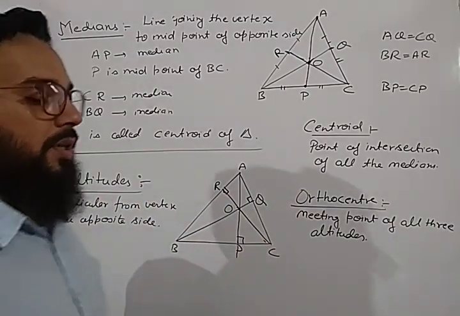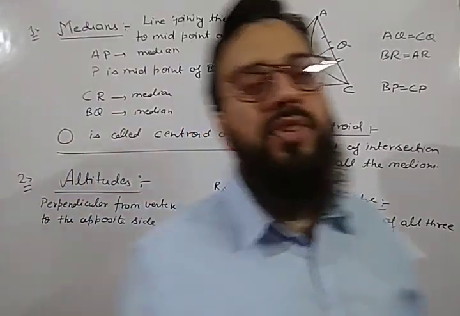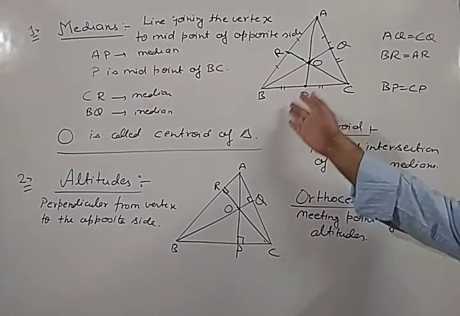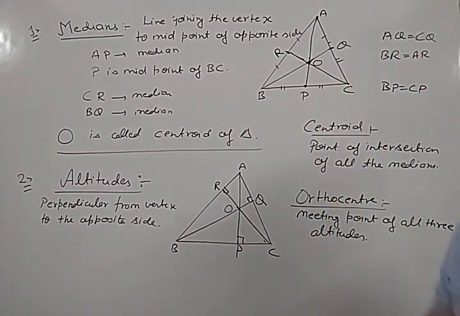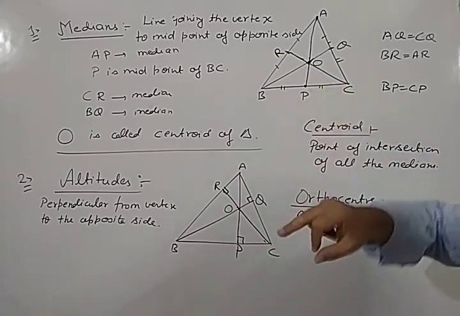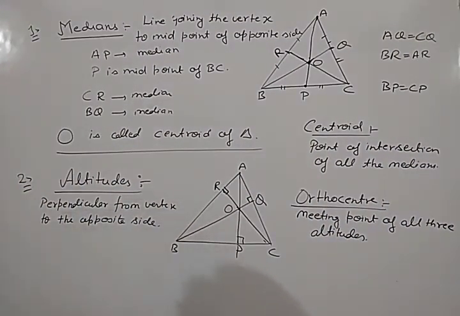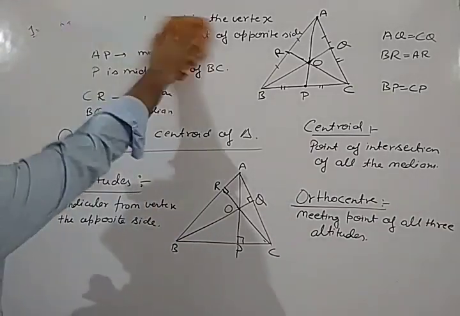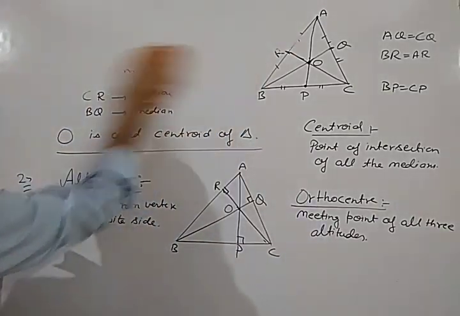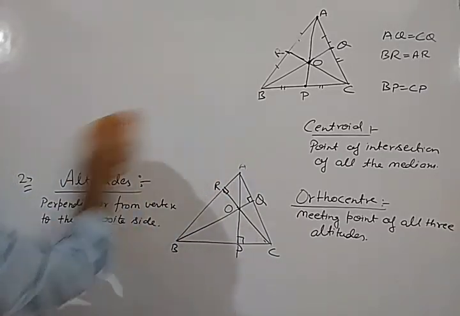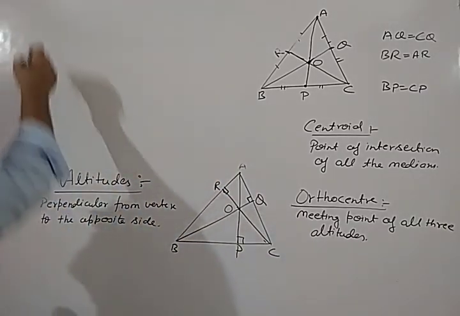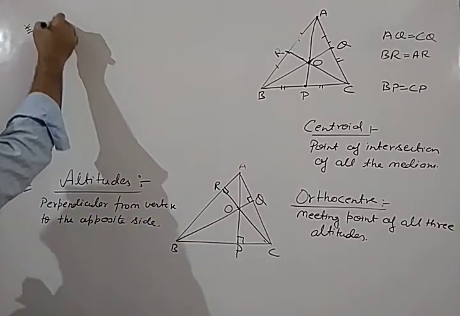It is not compulsory that every altitude will be a median or every median will be an altitude, but in some cases the altitude and median will be the same. For example, in the case of an isosceles triangle and an equilateral triangle. So note down this particular important point also.